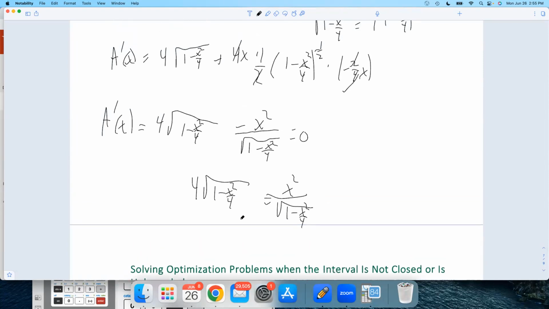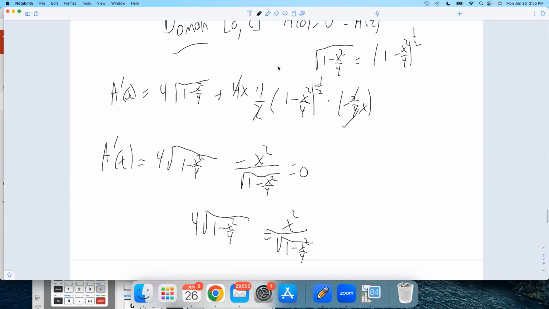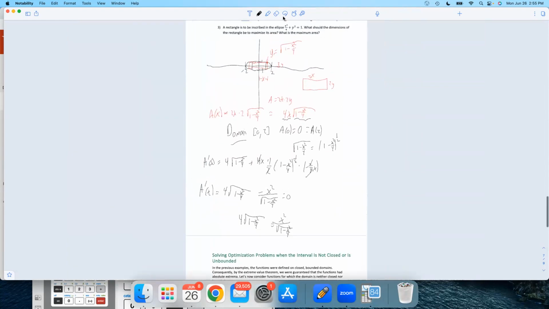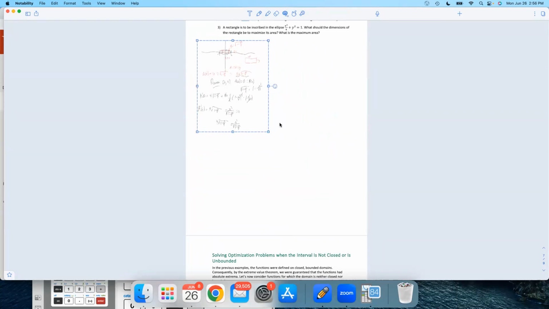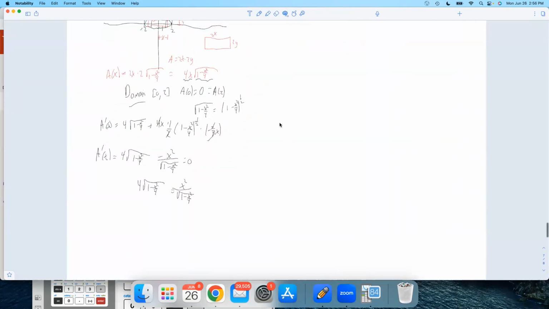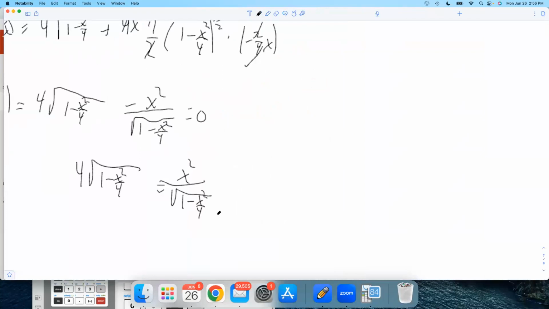Okay, now cross multiply. I'm gonna need some extra space here. I'm gonna make all this a little smaller. Okay, so cross multiply here, or another way to think of it, multiply this up. Now think about this. I've got square root of junk, and when I multiply this up, I'm multiplying it by itself. I'm multiplying square root of stuff times square root of stuff.